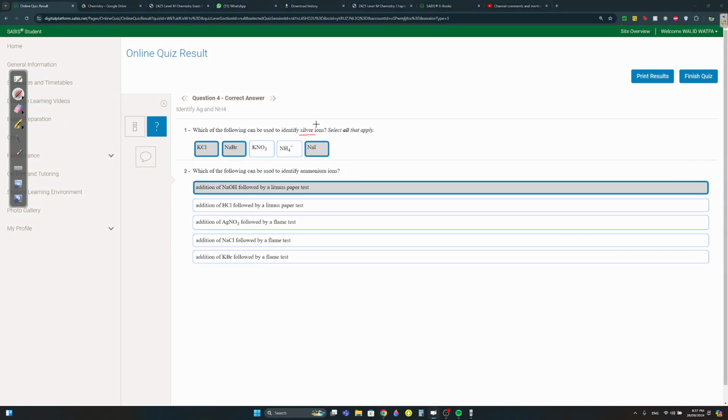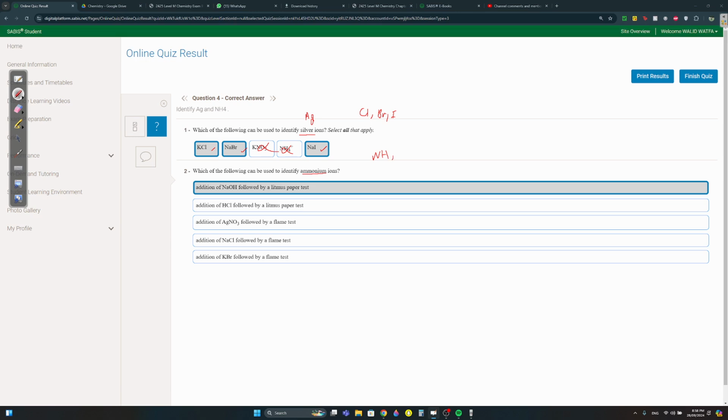To identify silver ions, silver is Ag. Now, what does Ag react with? Remember, Ag reacts with Cl, Br, and I, any compound containing them. So these are obviously wrong. Which one can be identified? It's used to identify ammonium.